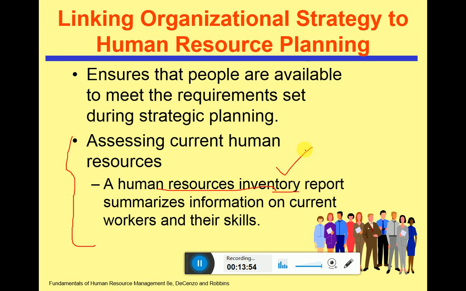I will explain in detail later. Now that is known as assessing current human resources through the inventory report. The inventory report is simply a documented record of the people we have: their tenure, their skills, their age, their training needs. The organization's HR department keeps this record for each employee, and that is known as an inventory. It helps the human resource management department clarify current people and their current skills and abilities.